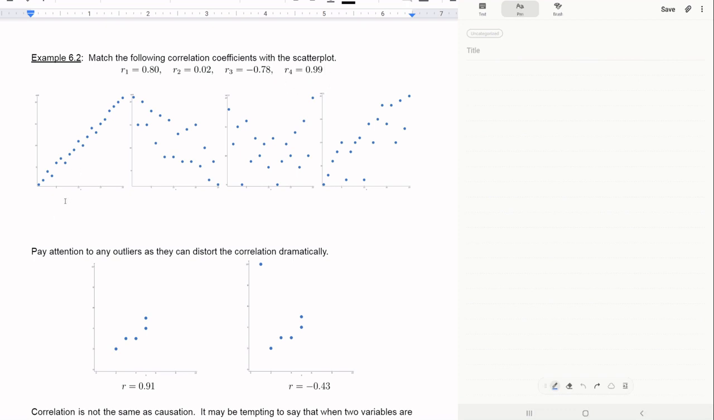Okay, so this correlation coefficient is going to be 0.99. Okay, so R4 describes a strong positive association.